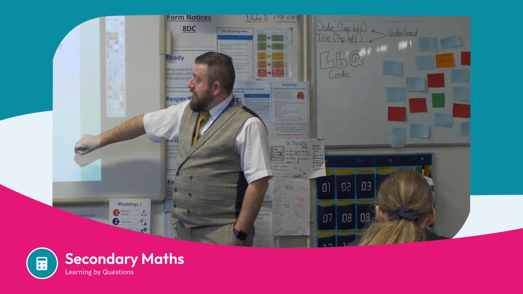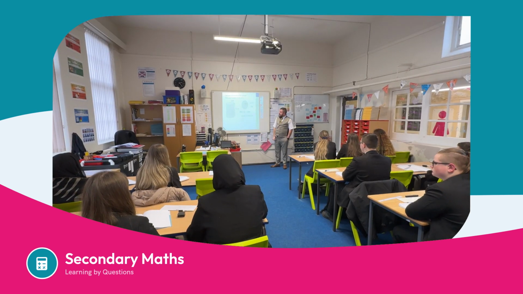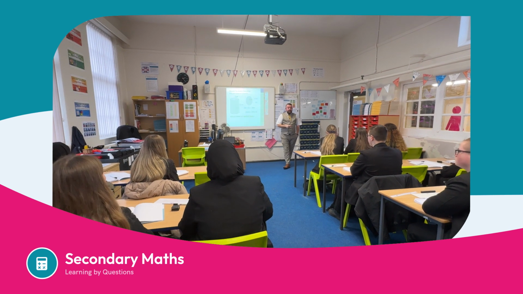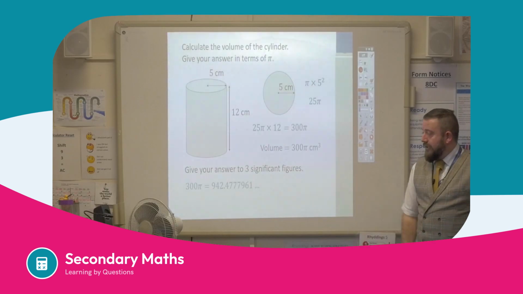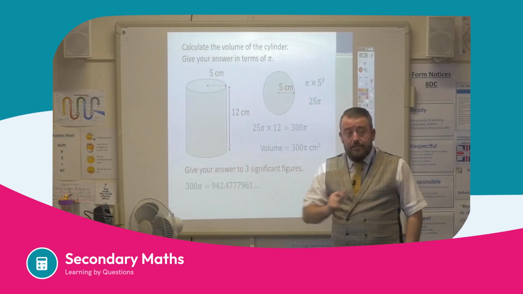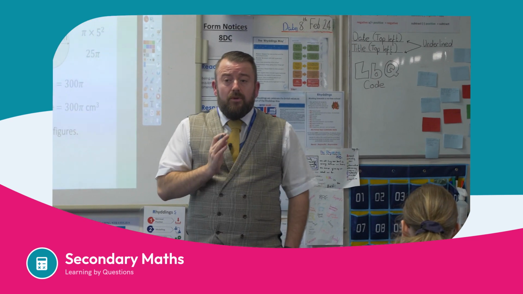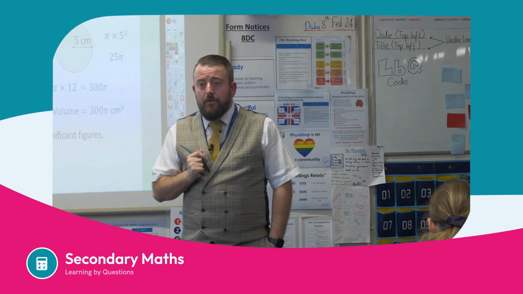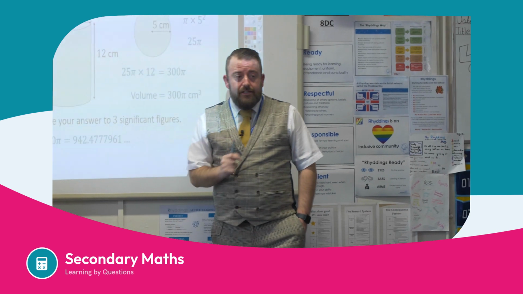So we have 300 pi, because it wants it in terms of pi. But if it wanted it to 3 significant figures, I'll give you the answer. If you press SD on your calculator, that's what it gives you as a decimal. Who can tell me, I want a show of hands, what the first significant figure is? Put your hands up when you can tell me what the first significant figure of this answer is.